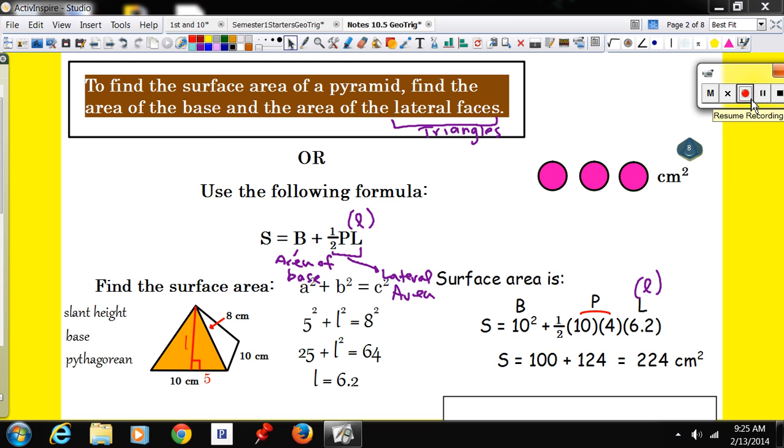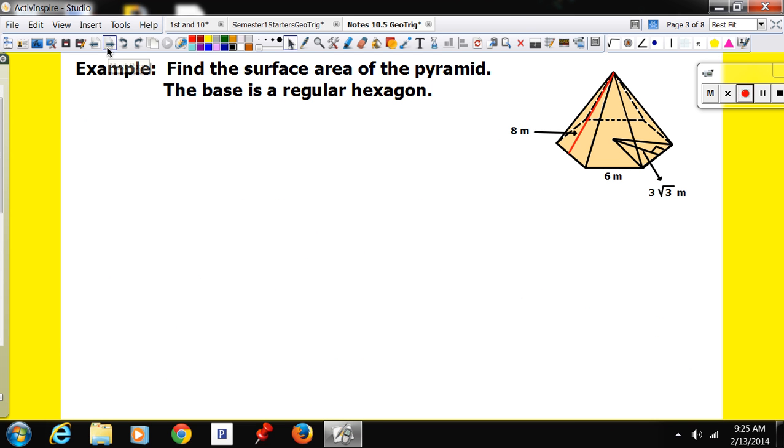All right, moving on to cone. All right, no, we got to practice one more for a pyramid. Okay, so surface area of the pyramid. What is this pyramid called? Hexagonal pyramid, because it's got a hexagon for the base.